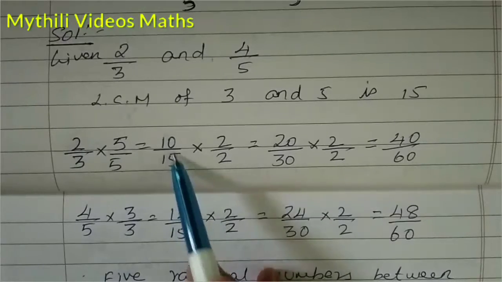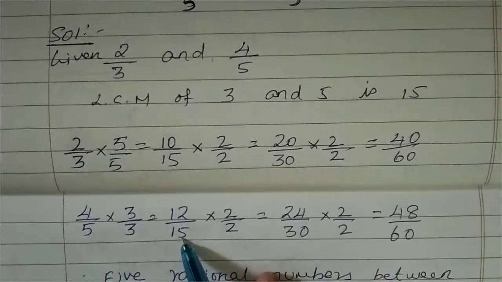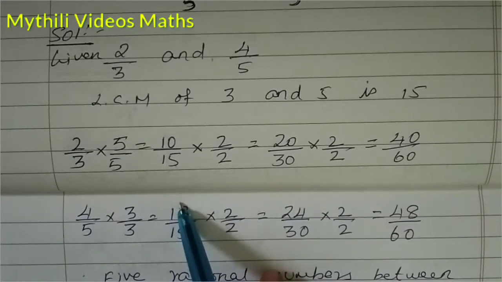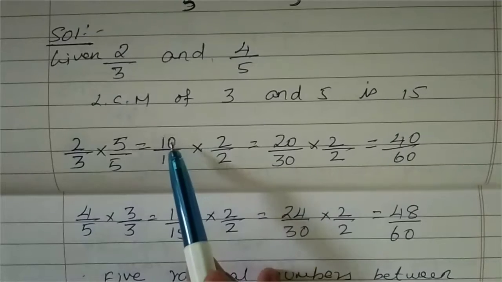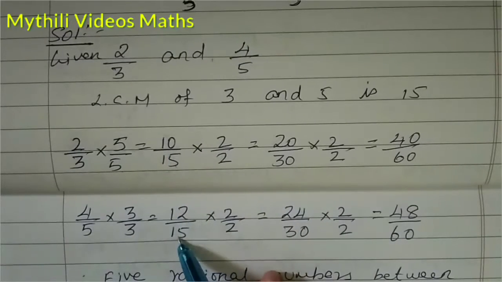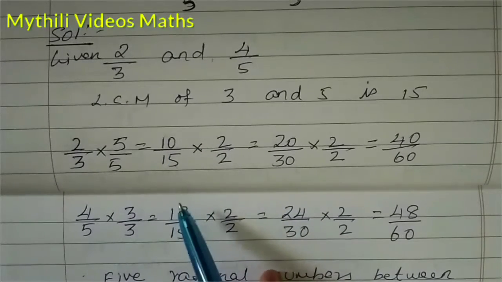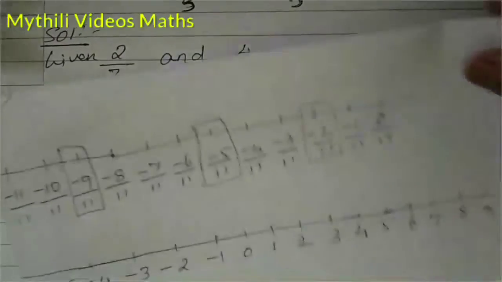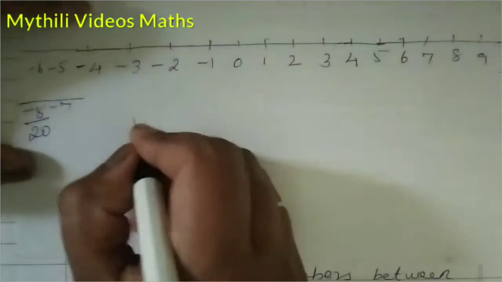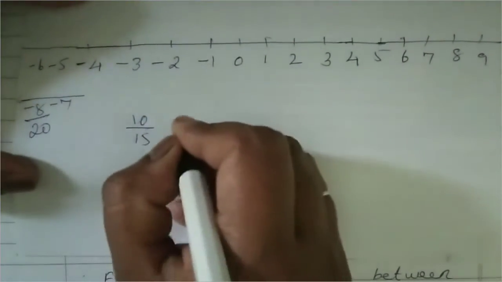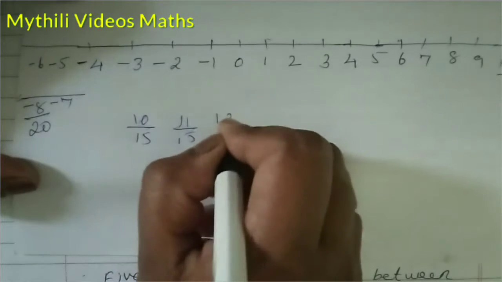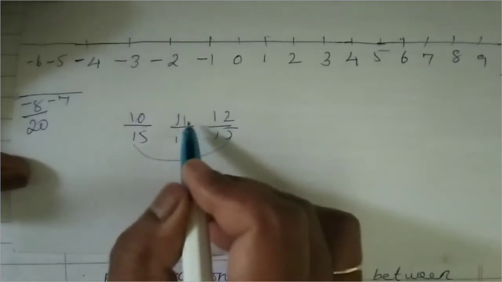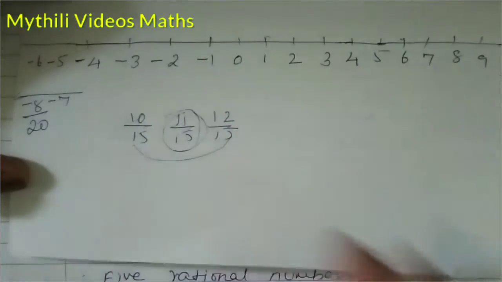Just compare these two numbers. Both the denominators are same. Then see the numerator value. This is 10 and this is 12. How many numbers in between? 10, after that 11, then 12. So from 10 by 15 to 12 by 15 only one number is there, but we need 5 numbers.